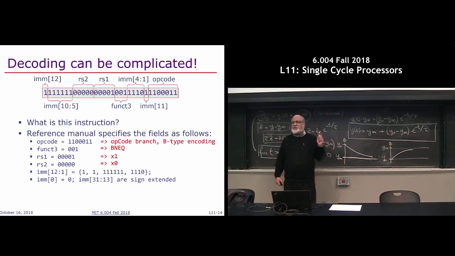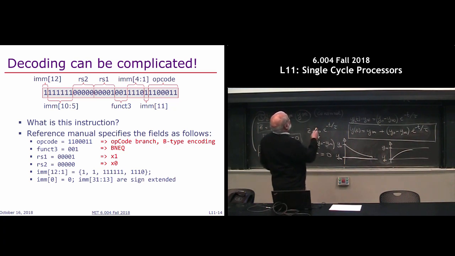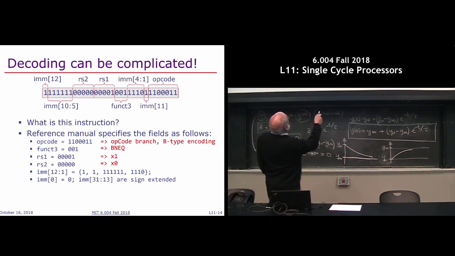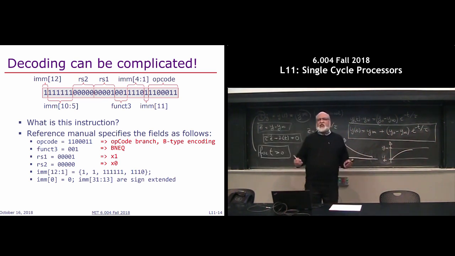Can anything be more weird? Look at bit 1. Where is it encoded? I'm getting mixed up here. Okay, so this is bit 11. This is bit 12, and this is 5 to 10. What did I miss? 4 to 1, okay. Do you all see it?